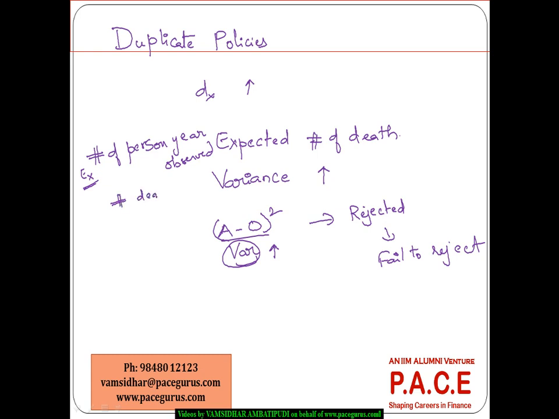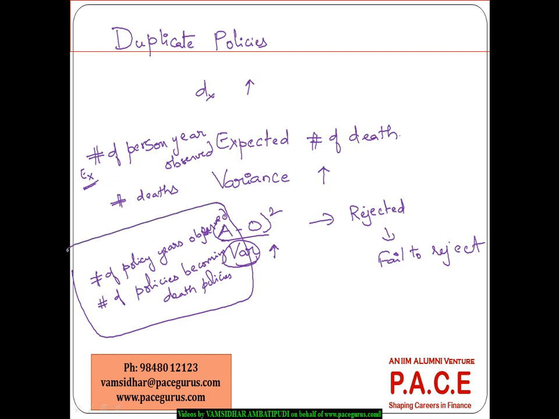Or the other way I could look at it is the number of policy years observed and the number of claims, the number of policies becoming death claims. This is a much more appropriate thing, and it can handle the duplicate policies quite effectively.